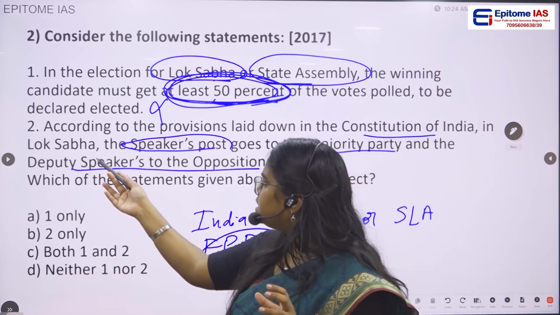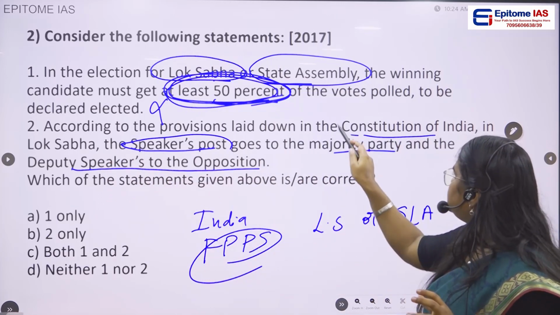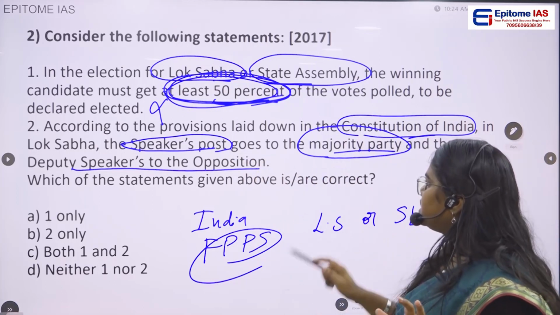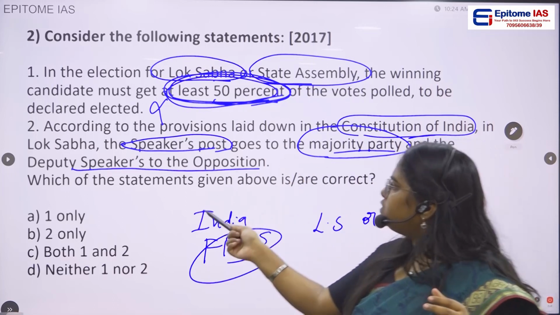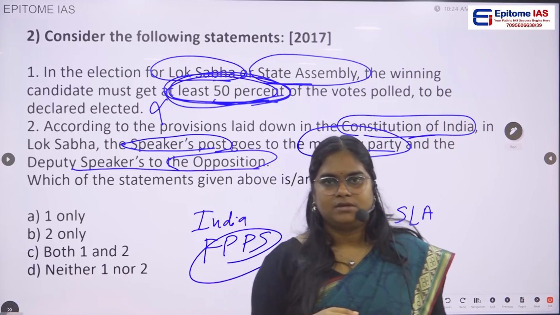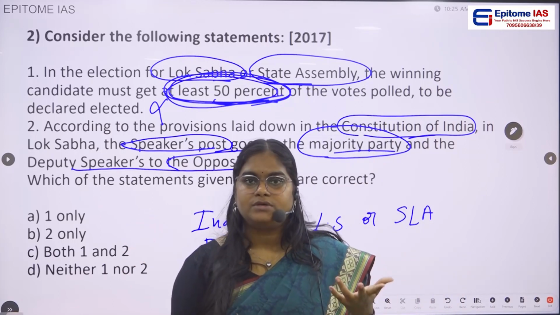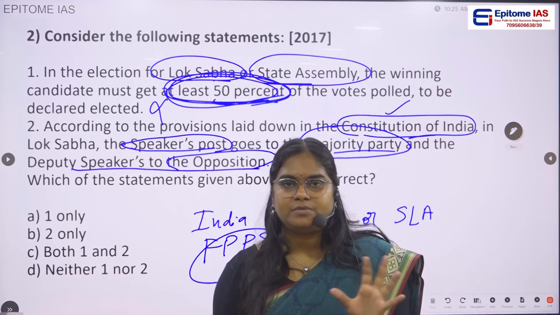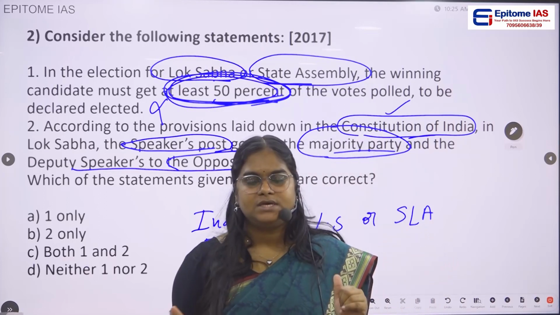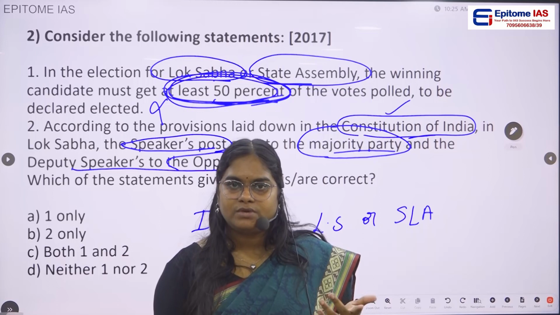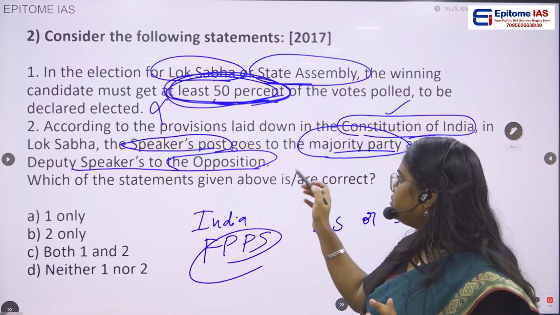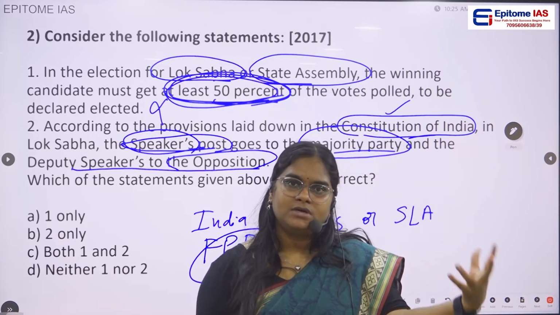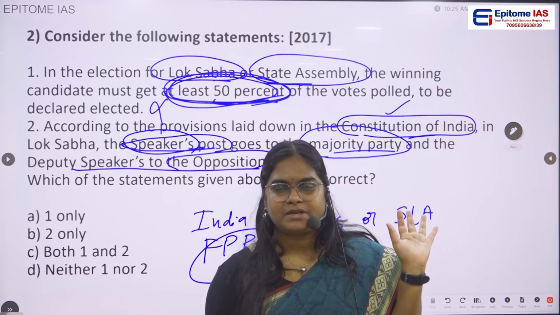Then we have the second statement: according to the provisions laid down in the Constitution of India, in Lok Sabha, the Speaker's post goes to the majority party, that is the ruling party, and the Deputy Speaker's post goes to the opposition party. So technically this is wrong. How? Because they are saying it is given by the Constitution of India, but this particular provision is not at all given by the Constitution of India. It is not mentioned in the Constitution. Now, technically we appoint the Speaker from the majority party, and we appoint the Deputy Speaker from the opposition party, that is the second largest party.